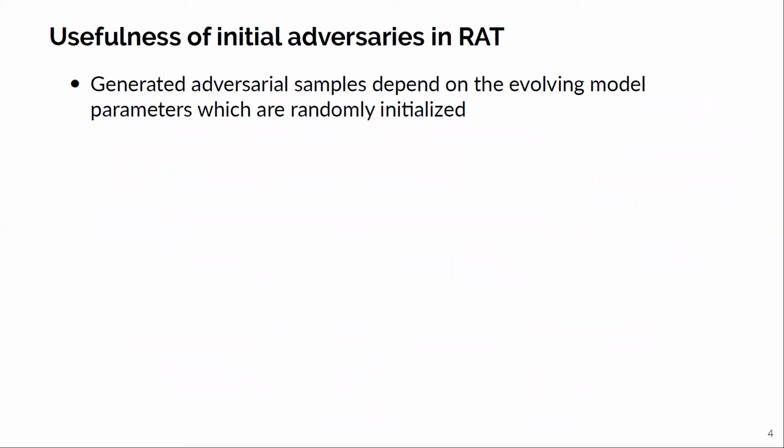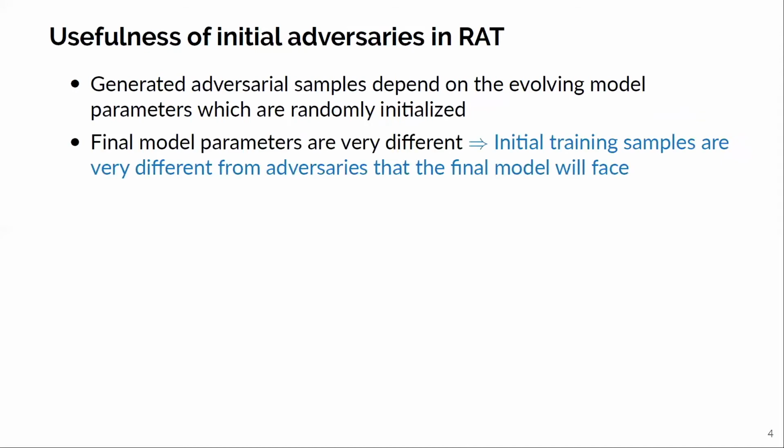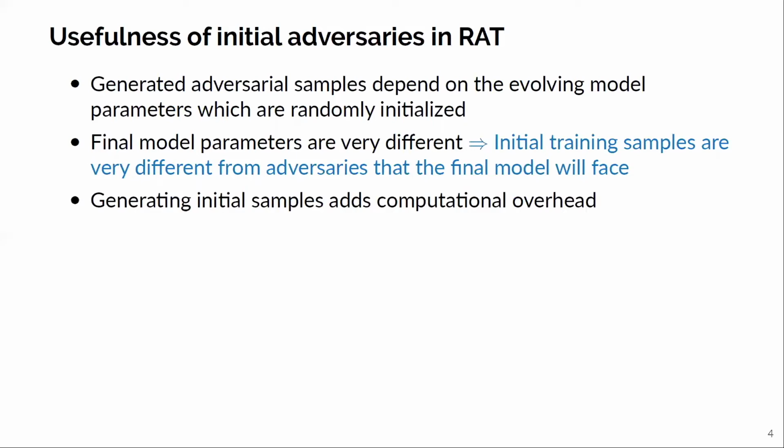As we've established, the adversarial samples we use during training are dependent on the evolving model parameters. Initially, these model parameters are randomly initialized, and they can be very different to the parameters of the final model. As a consequence, most likely, the adversarial training samples used at the start of training are very different to the kind of adversarial samples that will be used at the end of training, and more importantly, very different to the kind of adversarial samples that will be used during testing to try and make the model misclassify. Yet, these initial adversarial samples, which are used for this initial starting phase, add significant computational overhead because we still have to generate them.